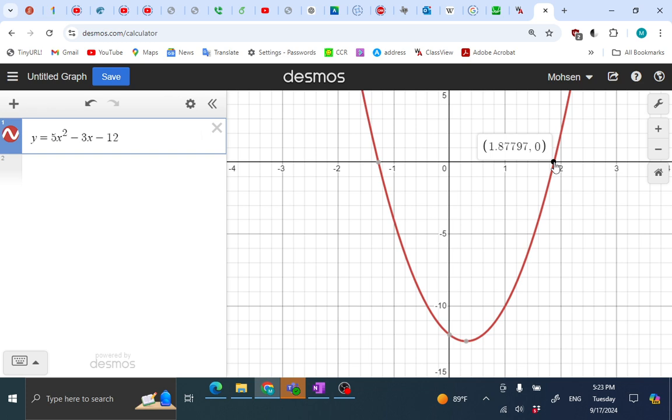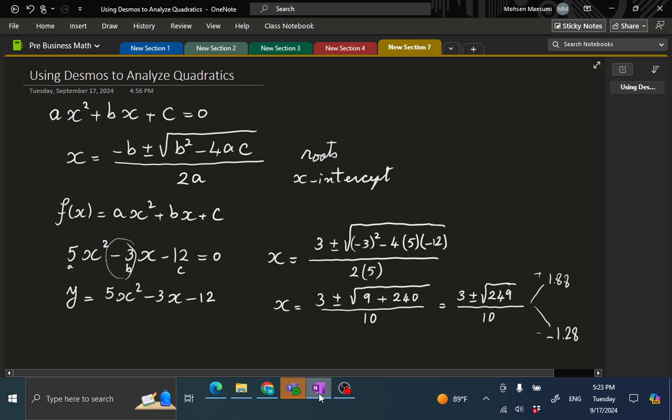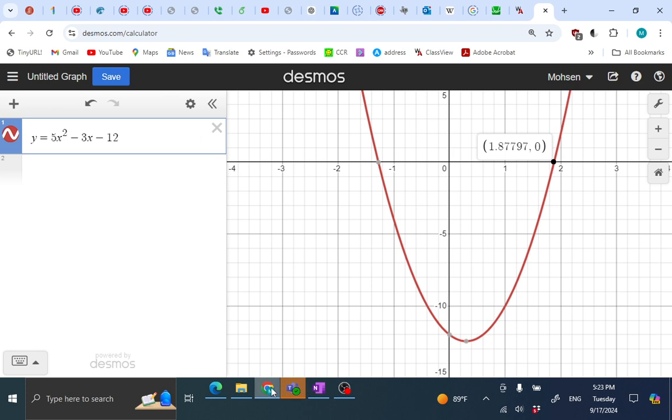I got 1 point, we got 1.88. You remember we got 1.88 here. That was 1.88. With more decimal places, if you write more accurately, you get 1.87797, etc. And that is what we are seeing here. 1.87797. So to 5 decimal places, that is what it is. And this 0 is indicating the height at this point is 0. That meaning that this expression has become 0.